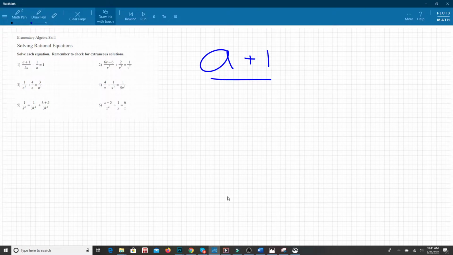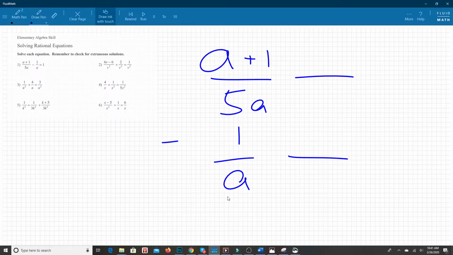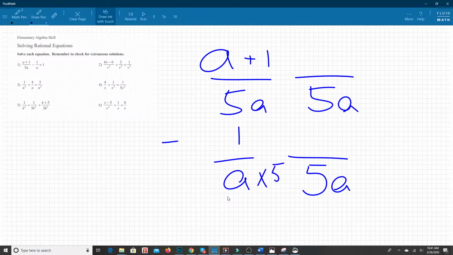A plus 1 over 5a minus 1 over a. Right? All right, so I like to work both sides like that, right? Good. So the LCD is going to be 5a. I'm going to multiply the bottom by 5. Multiply the top by 5. I'm going to be left with 5 on the top.